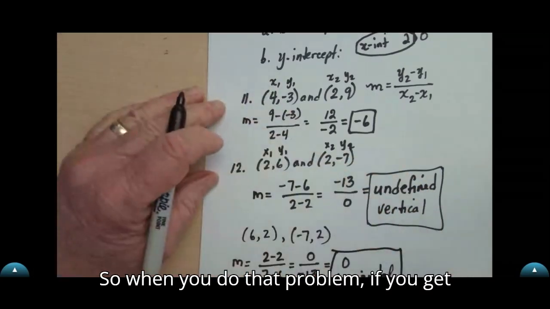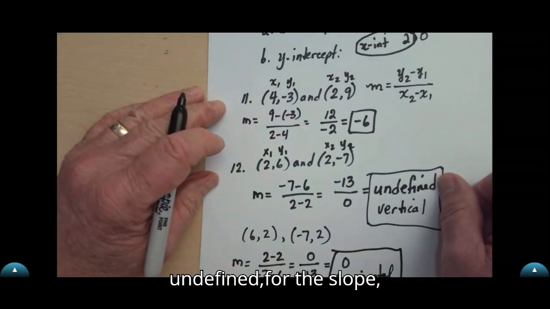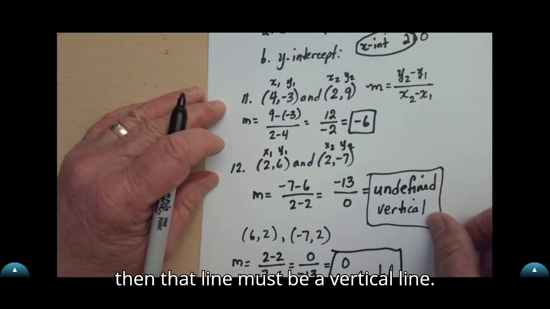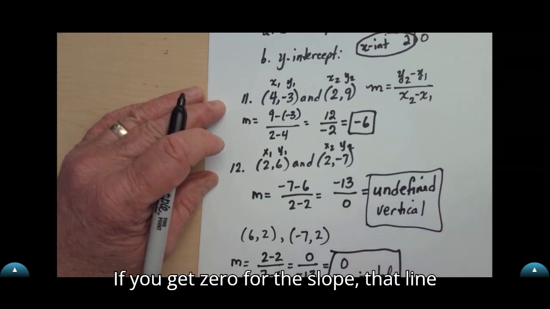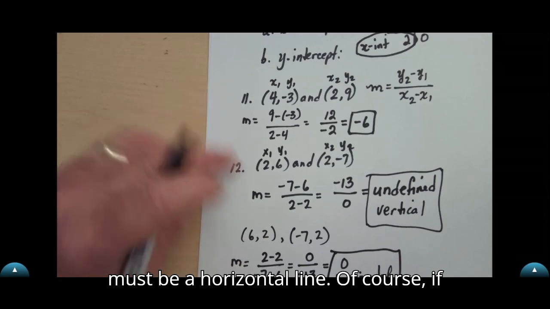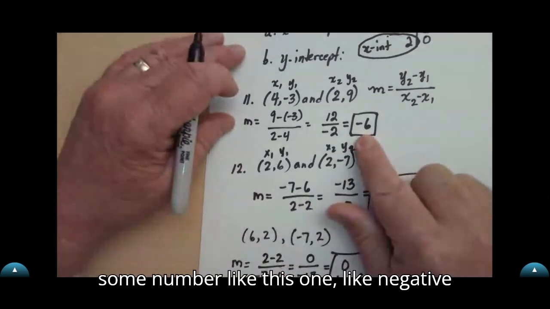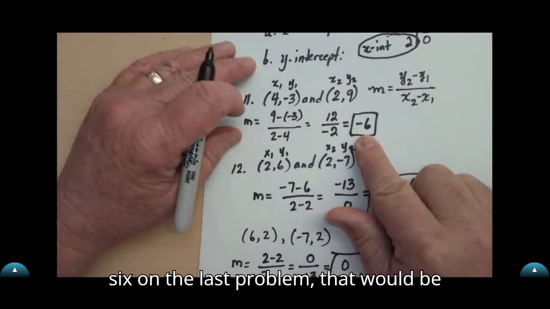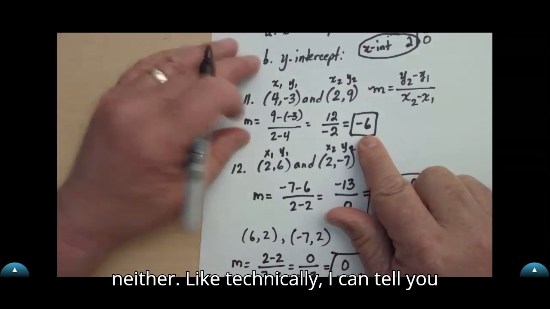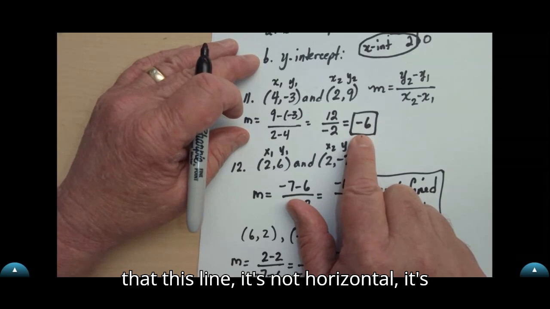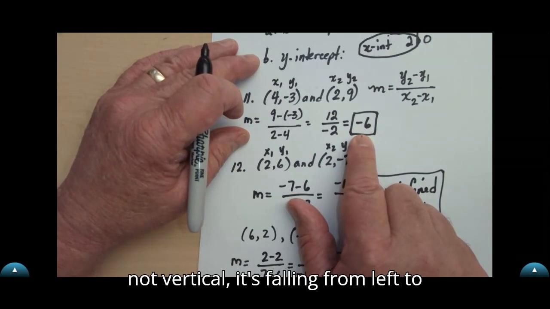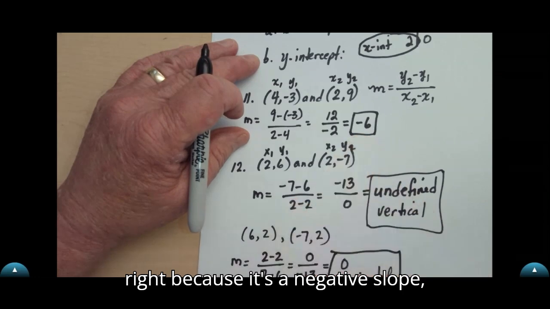So when you do that problem, if you get undefined for the slope, then that line must be a vertical line. If you get 0 for the slope, that line must be a horizontal line. Of course, if you don't get either of those, if you get some number like negative 6 on the last problem, that would be neither. Like technically, I can tell you that this line is not horizontal, it's not vertical, it's falling from left to right because it's a negative slope, right?